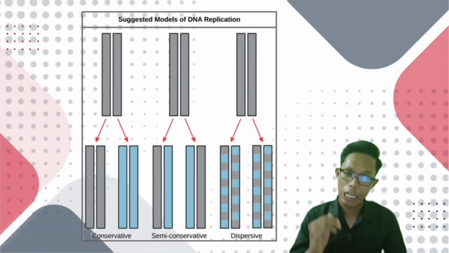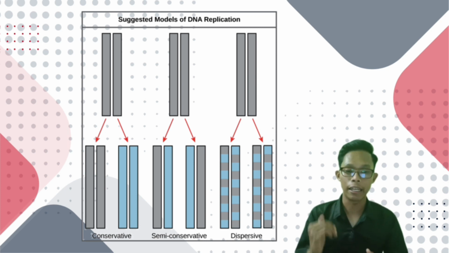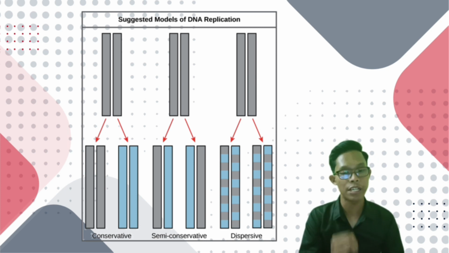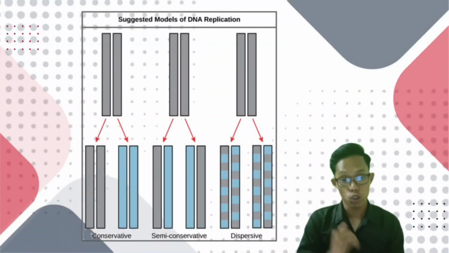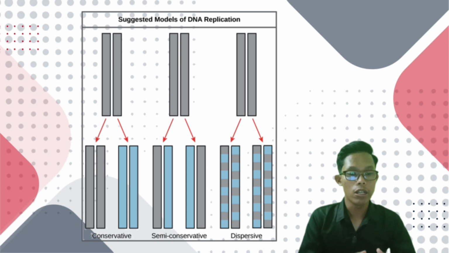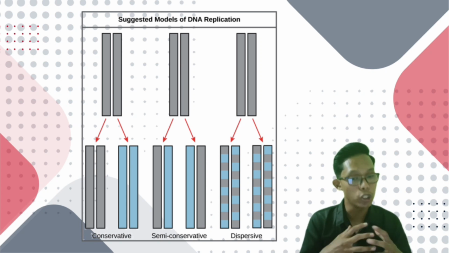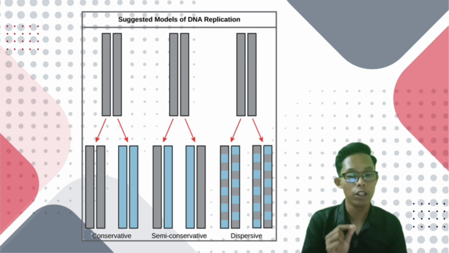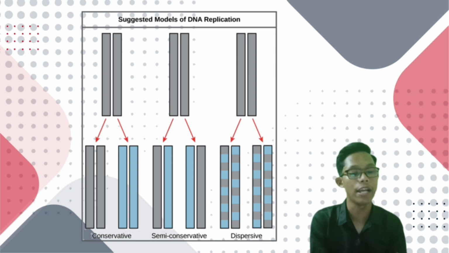Conservative replication. In this model, DNA replication results in one molecule that consists of both original DNA strands, which is identical to the original DNA molecule, and another molecule that consists of two new strands with exactly the same sequence as the original molecule. Dispersive replication. In the dispersive model, DNA replication results in two DNA molecules that are mixtures or hybrids of parental and daughter DNA. In this model, each individual strand is a patchwork of original and new DNA.